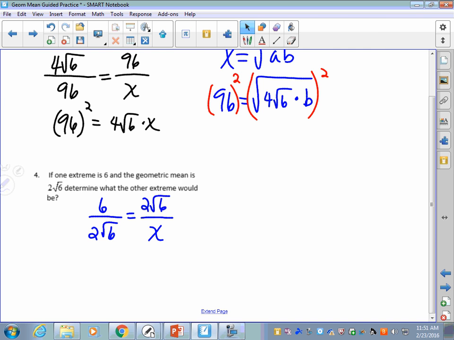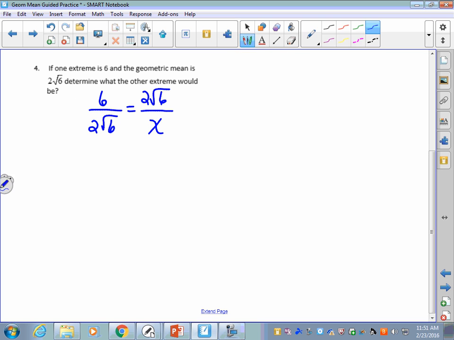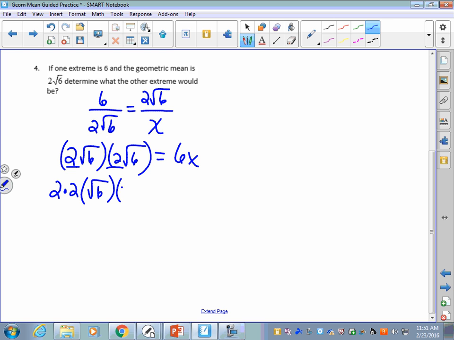Now you have to remember your radical rules. When we cross multiply, I'm just going to show the cross products, but basically we're saying 2 square root of 6 times 2 square root of 6 equals 6x. Well, the outside numbers get multiplied together, so the 2 times 2, and then we have to remember what happens when you do square root of 6 times itself. Any radical times itself ends up, yes, that's the square root of 36, which we know is 6. So we get rid of the radical, times 4 equals 6x. And then you should get 24 equals 6x, and then you can solve for x, which is divided by 6.